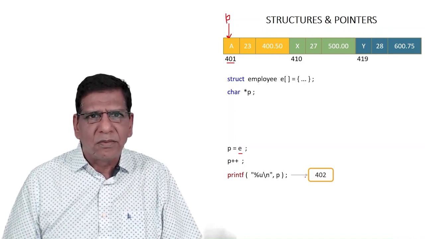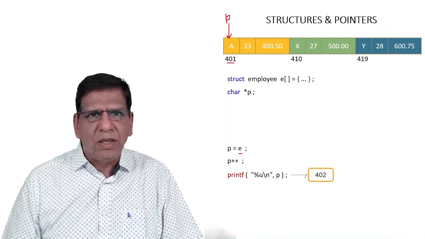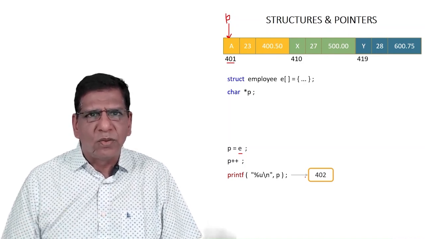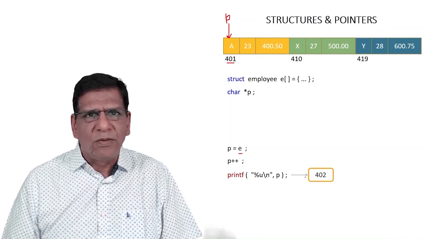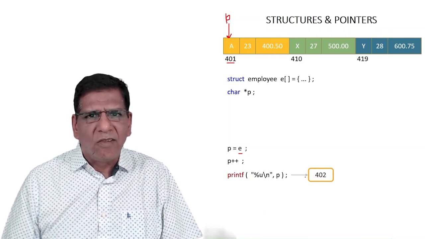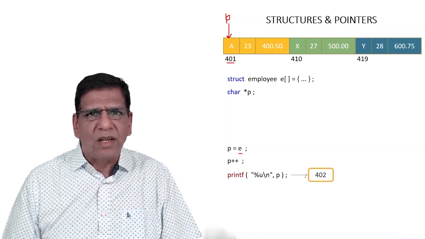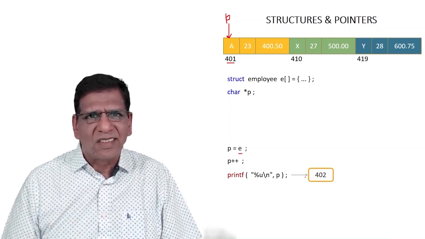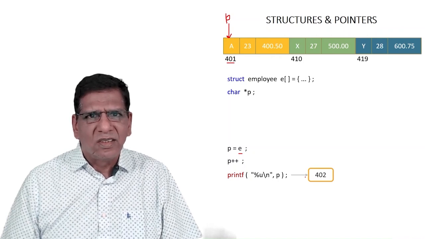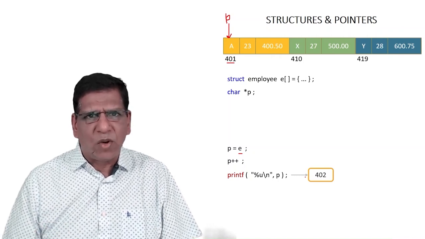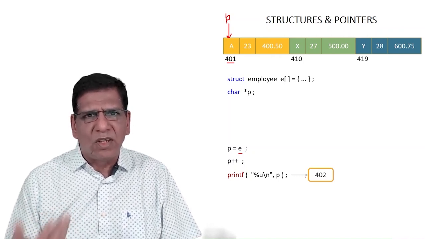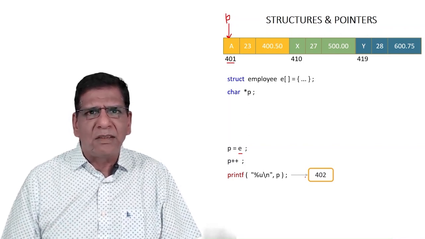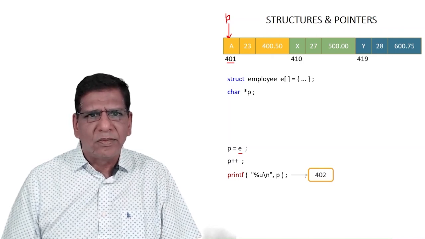Suppose I define P in such a manner that I should get 402. Then how would the definition look? Well, it should merely be a char pointer. Then only plus plus will take me to the next char. Yes or no? Unless P is a char pointer, plus plus on it will not take me to the next byte or next char. So I would have to define P as char star P.